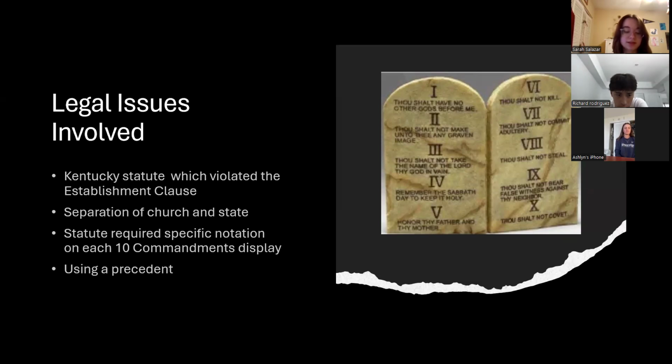So this clause is in existence because it helps to ensure that the government isn't too biased in favor of one religion over another. So the Kentucky statute regarding the schools also required that a notation on every display of the Ten Commandments be written, and the notation stated that the secular application of the Ten Commandments is clearly seen in its adoption as the fundamental legal code of Western civilization and as the common law of the United States.